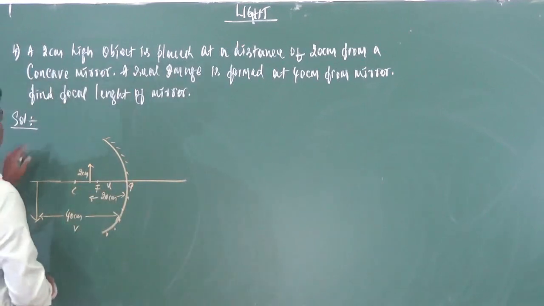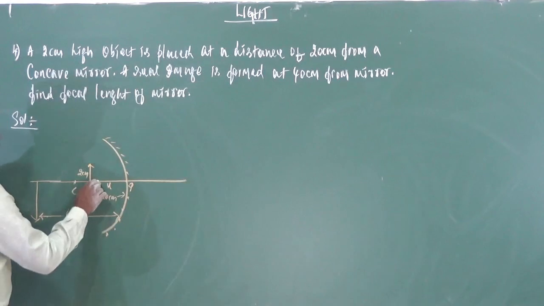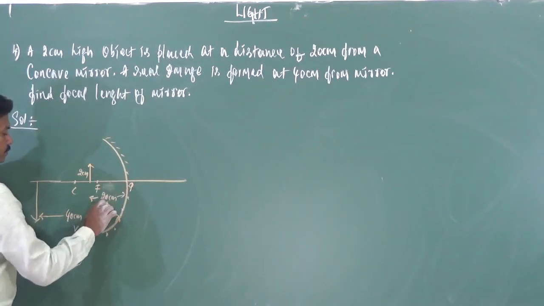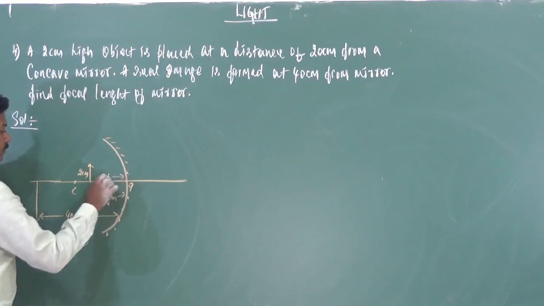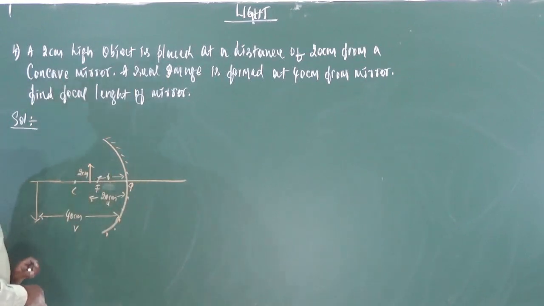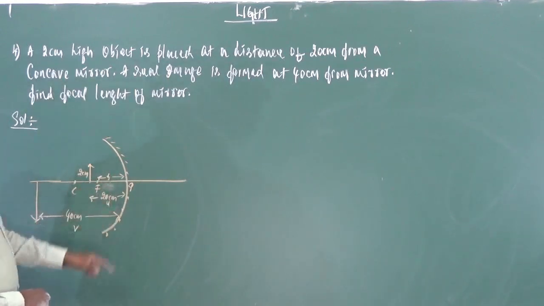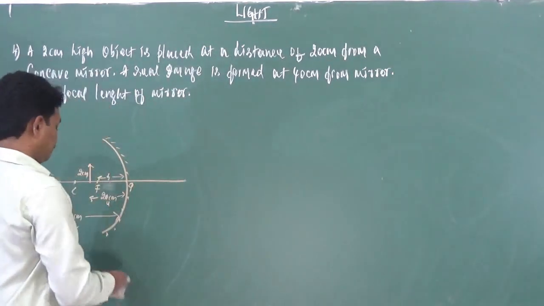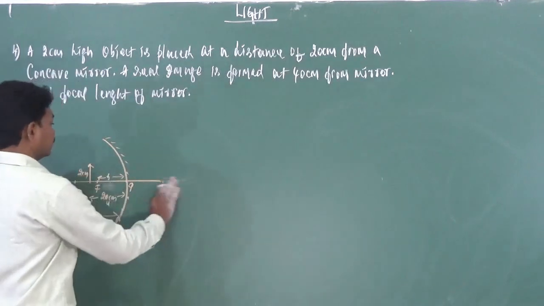So now using this, find the focal length of the mirror. So you have to find the value of this. That is, this is the focal length. So V is given, U is given. You have to find out F. Very simple. By using the mirror formula, you can easily reach it. But we will write the sign conventions first.